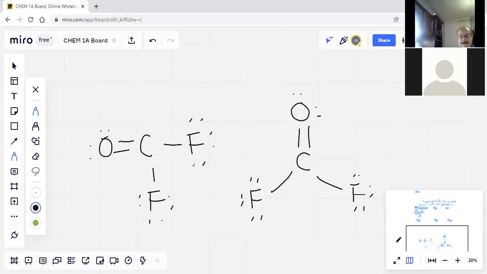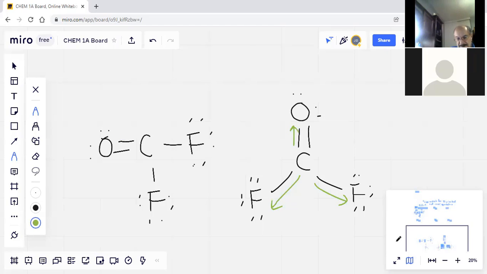Okay, now that is the correct shape. Here is what we see. The molecule has polar bonds. We said that all of these bonds are polar. Now there's a little bit of a difference here because we said that these bonds with fluorine are actually more polar than the bond with oxygen.